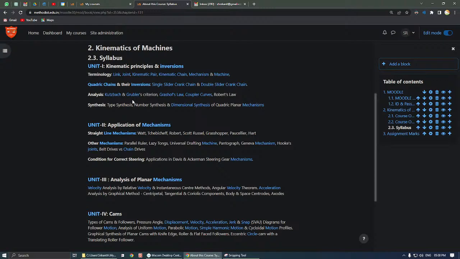Then we have unit 2, where we are studying all the different mechanisms that are in use. We have the straight line mechanisms, approximate and exact, both. And then we have some other mechanisms like the parallel ruler, illicit tongs, universal drafting ratio, pantograph, and chain of mechanism, the hooks, joints, and we have bell traps and chain traps. Conditional correct steering. We have to study 2 examples of steering mechanisms as well. It is the Davis and equivalent steering mechanisms.